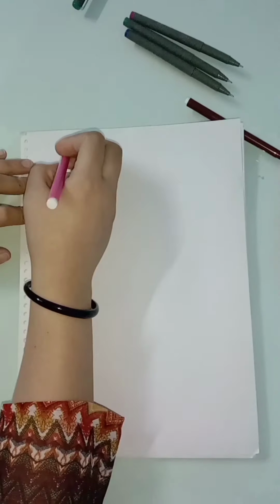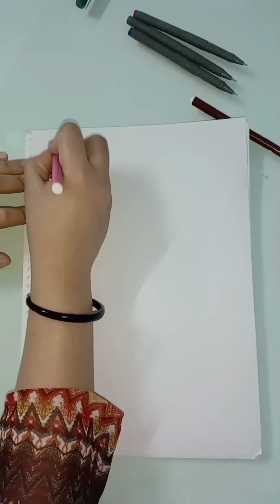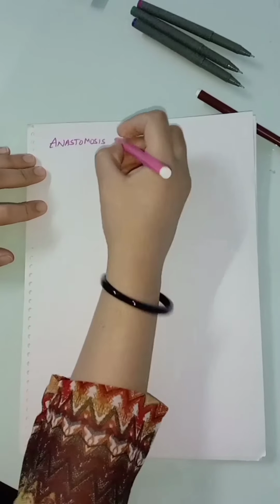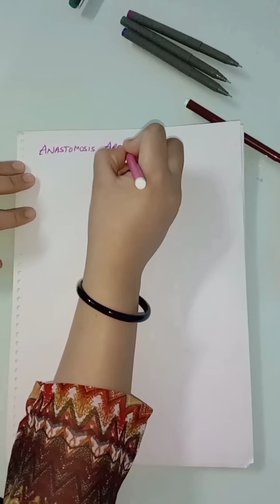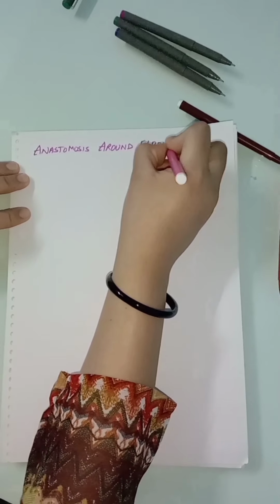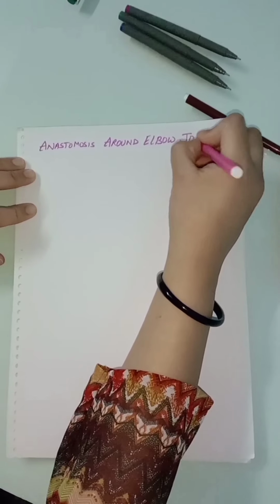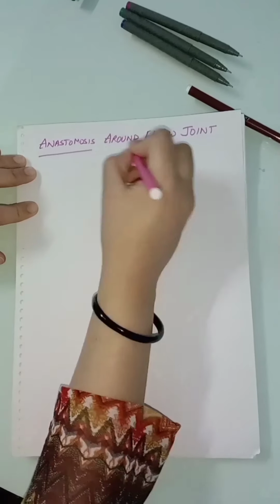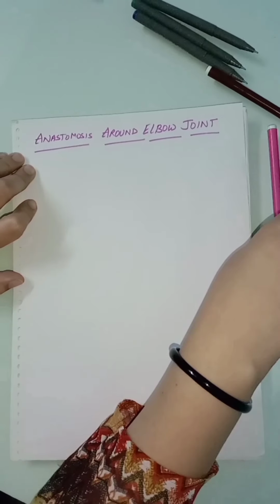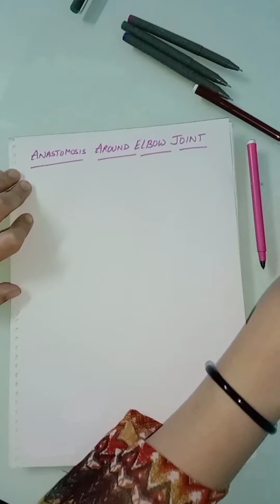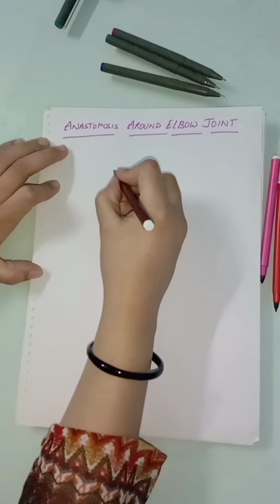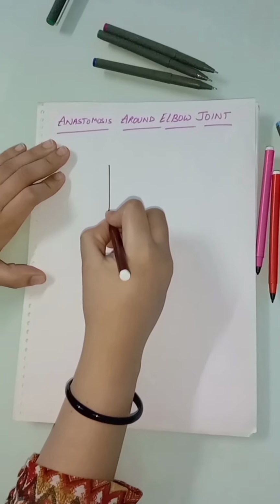Today we are going to learn about anastomosis around elbow joint. This topic is very important from a clinical point of view. For better understanding about this topic, I am going to draw the lower end of the humerus.